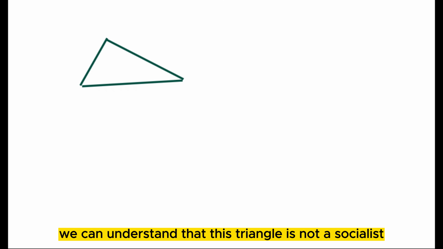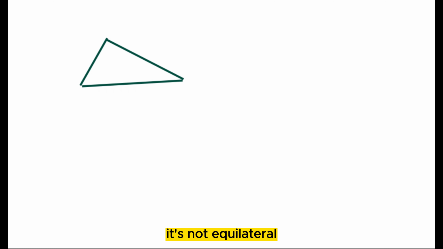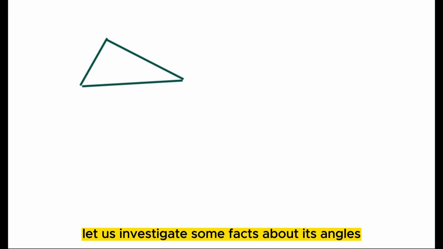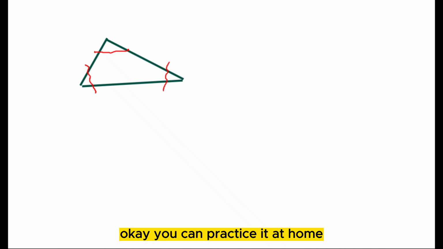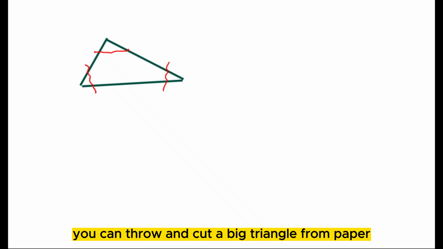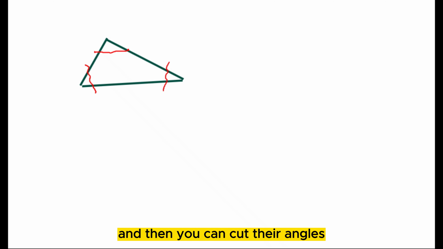In this triangle, we can understand that it is not isosceles, it's not equilateral, it has different sides, so it's a scalene triangle. Let us investigate some facts about its angles. This is a triangle, a three-sided polygon with three sides and three angles. So I am going to cut the angles. Okay, you can practice it at home. You can draw and cut a big triangle from paper, and then you can cut its angles like that.